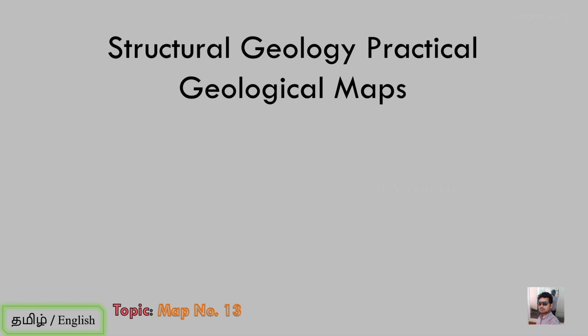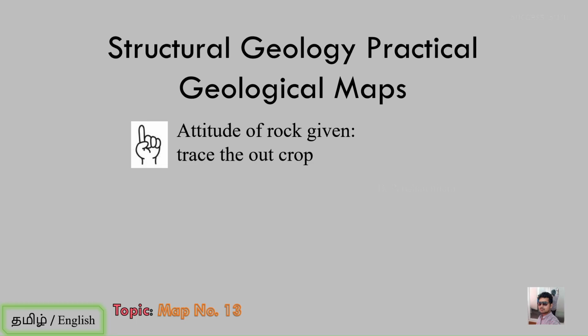We are back with our structural geology geological map video series, and this is map number 13. So far, in the question they will be given the attitude of rock formation, and we have to find the trace of the outcrop in the map, like vertical, horizontal, inclined, and there will be a point outcrop. From that point outcrop and the attitude we have to trace the outcrop, right? So that is the very first thing that we did.